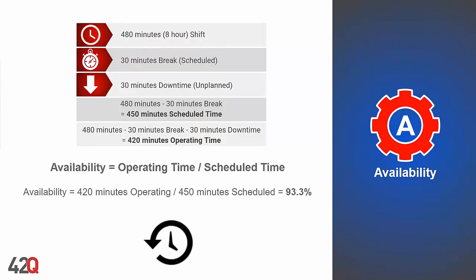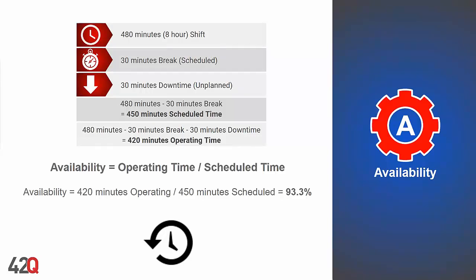So to calculate your availability percentage, you would take your operating time and divide that by your scheduled time. So in our example here, that would be 420 minutes divided by 450 minutes. So that's going to give us a 93.3% availability, which is pretty good. All right, so that's how you calculate your availability.